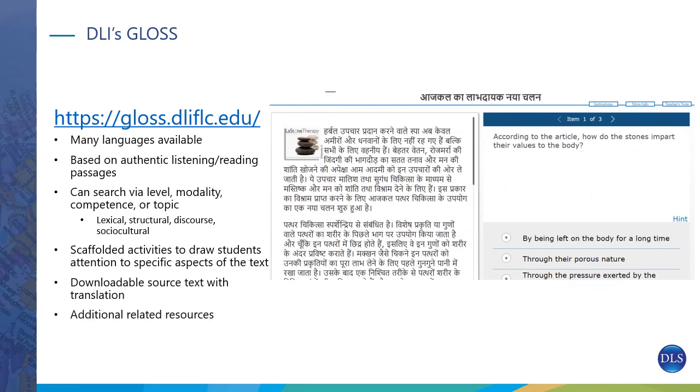Every GLOSS lesson includes scaffolded activities to draw students' attention to specific aspects of the text that they're working with. So it takes them through a series of activities, multiple choice questions, short answer questions, etc., to really help them interact more fully with the text. Every GLOSS lesson includes a downloadable copy of the source text with a translation, and even if it's a reading passage, there's also an audio file included, so students can either read or listen or both. There are also additional related resources included in the lesson that point students to web pages or other things that are related, but maybe to give them more information on the topic that they are learning about.